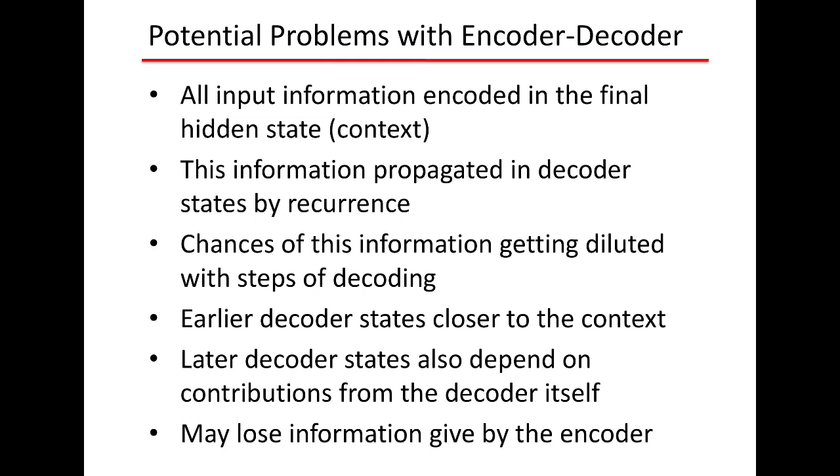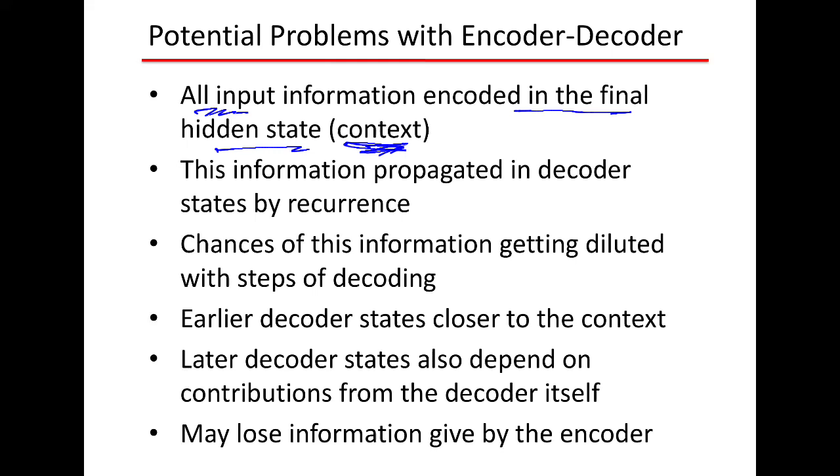Okay. Now, the problem with this method is that all the input information is encoded in the final hidden state or the final context. So, if my input sentence is very, very long, then I have to put a lot of information in the context vector, and my context vector is a fixed size. Even the hidden states are a fixed size. So either I increase the size, which makes the model difficult to train, but still, the sequence length could become very large.